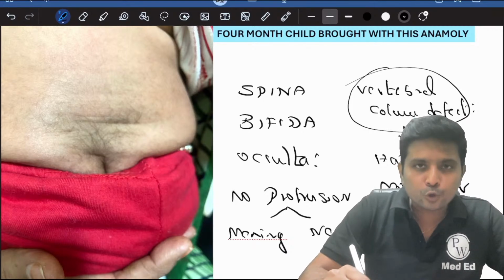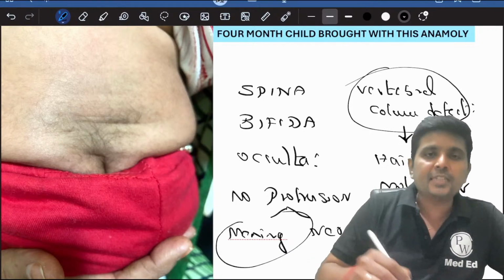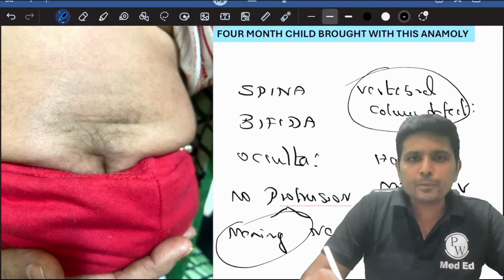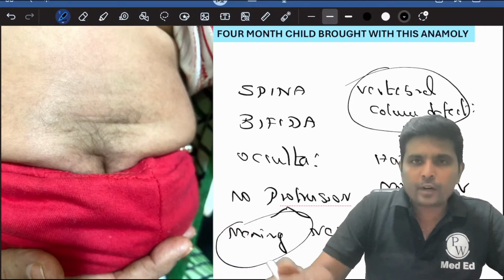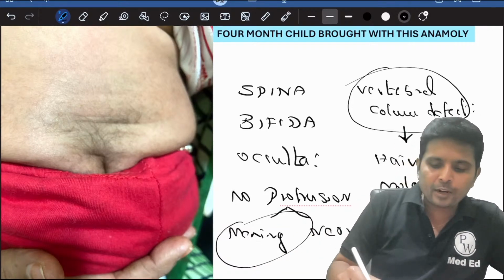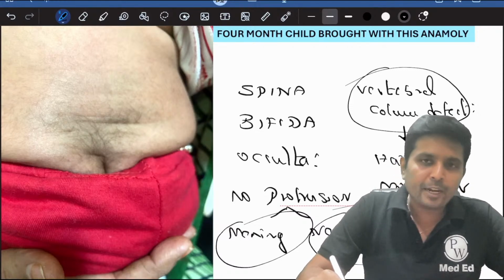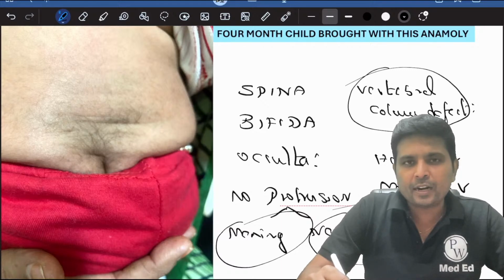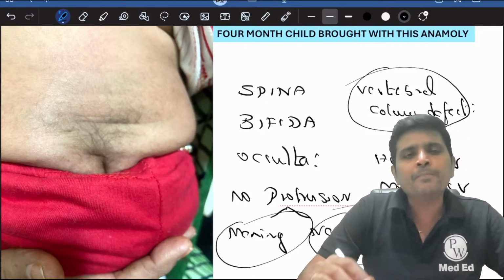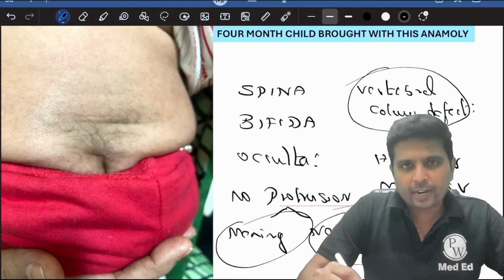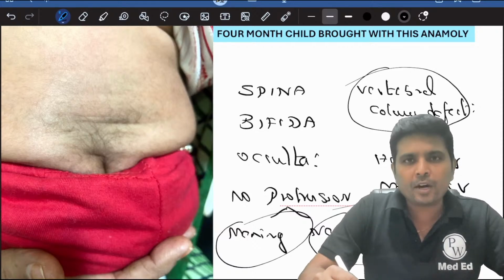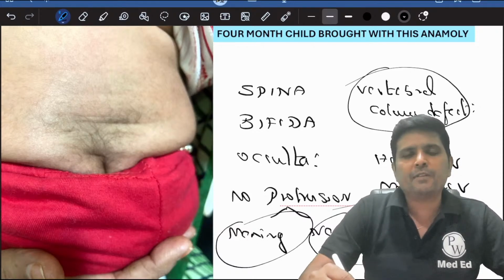Whereas when there is protrusion of meninges into the defect, it is called meningocele. But when there is protrusion of spinal cord into the defect, it is called myelomeningocele. Remember, in case of meningocele and myelomeningocele, there will be a neurological deficit, whereas in spina bifida occulta, there will not be any neurological deficit. Any tuft of hair over the lower spine or lipoma, always think in terms of an underlying neural tube defect.